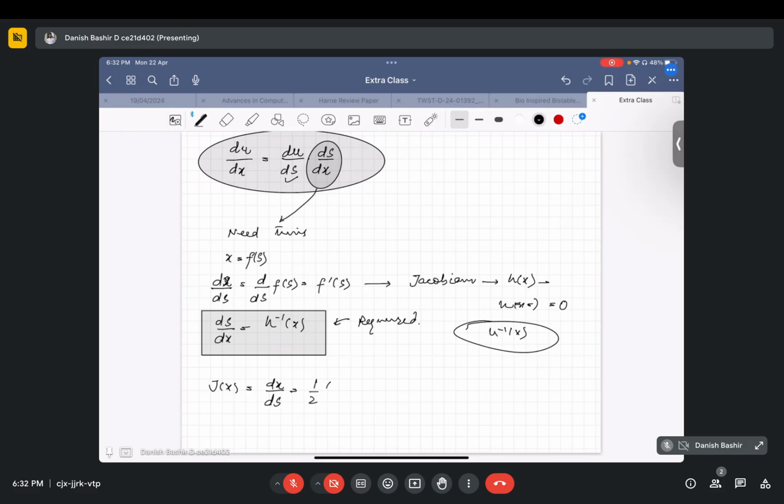1 by 2, 2s minus 1 times x1, plus minus 2s x2, plus 1 by 2, 2s plus 1 times x3. So we will take s common, and then it will be s times (x1 plus x3) minus 1 by 2 (x1 minus x3) minus 2s x2.